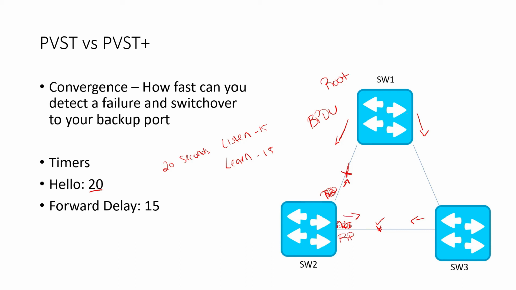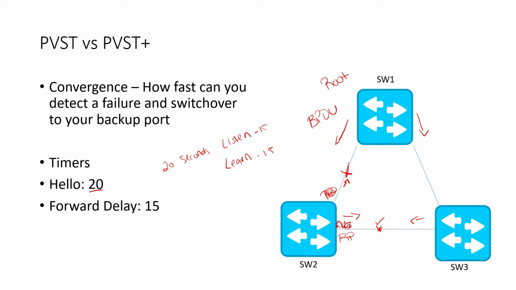So the problem with that is it takes 20 seconds to even detect that something is wrong. Then you have to add 30 seconds on top of that, because the new port has to go from blocking to listening to learning and then forwarding. So that means that when you have an indirect failure, it can take up to 50 seconds before spanning tree converges to the backup path. 50 seconds is a lifetime in computer networking. That is way too slow. We have to be able to converge way faster than 50 seconds, but that's the problem you run into with legacy spanning tree.